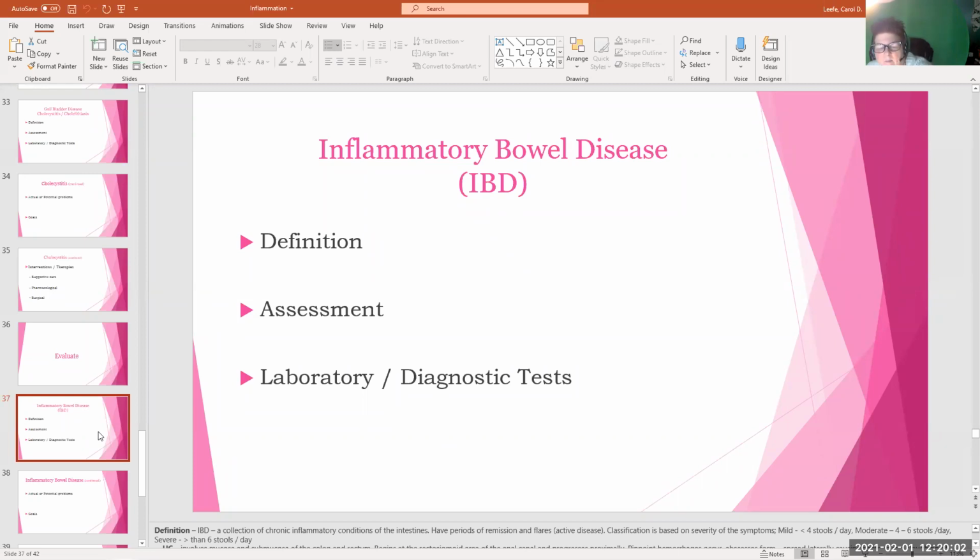Also, Entyvio, the vedolizumab, that's used for relief and remission so that patients can get off of steroids, very important. If they've got any abscesses, we want to use ciprofloxacin and metronidazole, Flagyl, okay, for abscess formation.